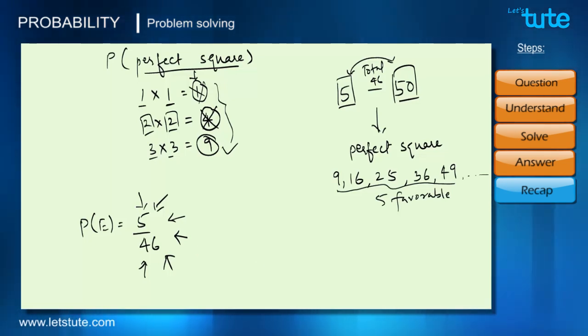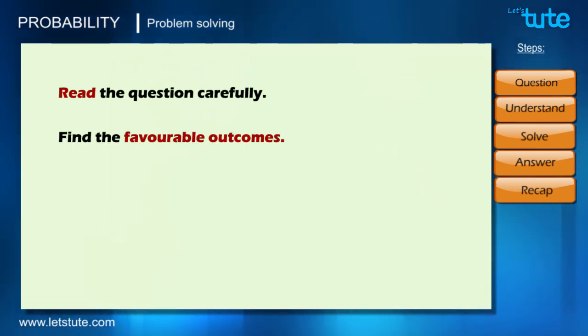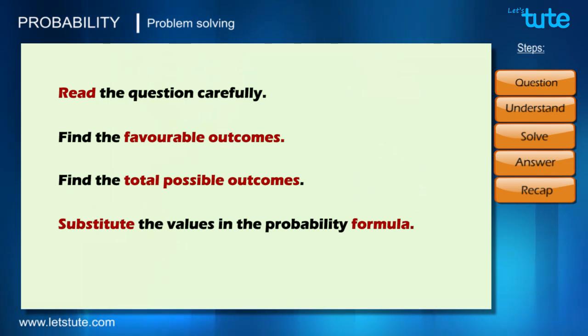Now such similar questions make their way into the examinations. We might be asked to find the probability of a number that is divisible by 2 and 3, or a number which is a natural number, or something like that. So we just have to read the question carefully and find all the favorable outcomes to it and the total possible outcomes, and just substitute them in the formula, and then we'll be able to correctly solve the problem based on probability.